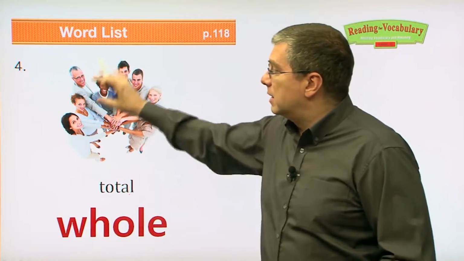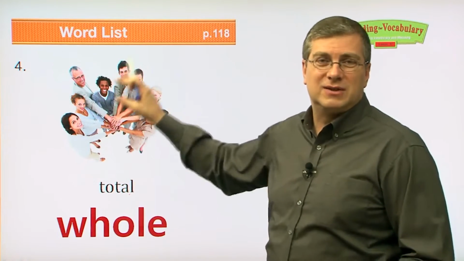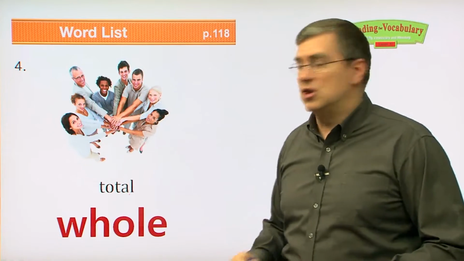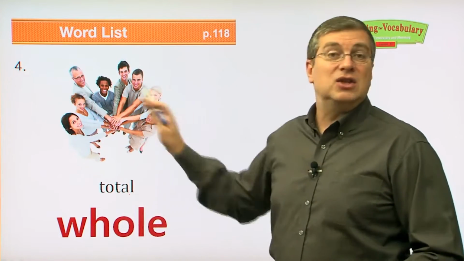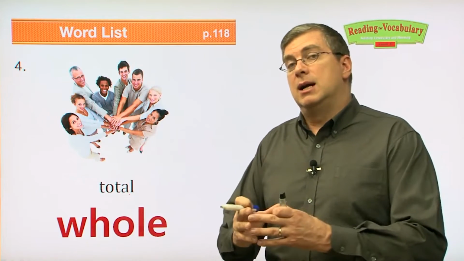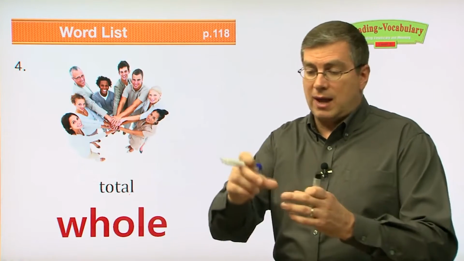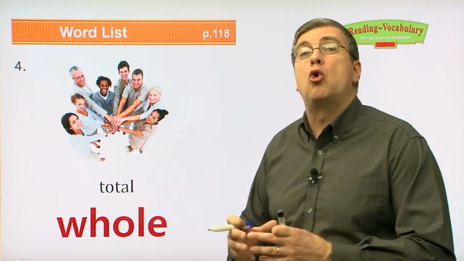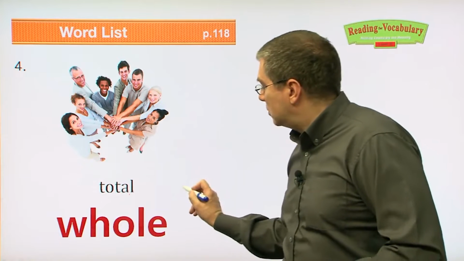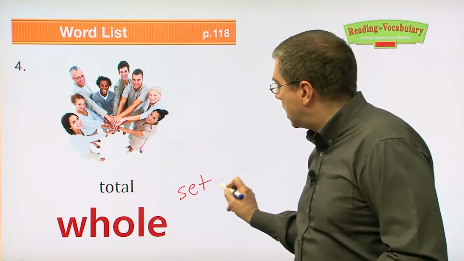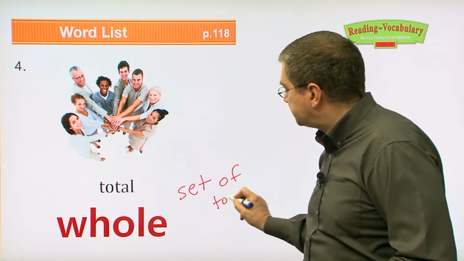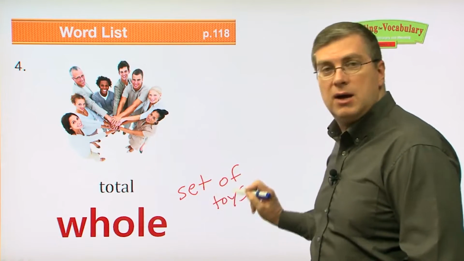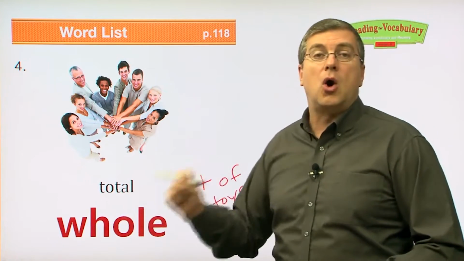They must be together to have the team, maybe an office, a team in the office, or some type of organization. They are the whole team. But it's not just people, right? It can be a set of toys. If you have 5 different toys, they make the total set. They are the whole set. So in that case, you could say the whole set of toys, the whole set of food, the whole set of whatever. The whole, they're all together.